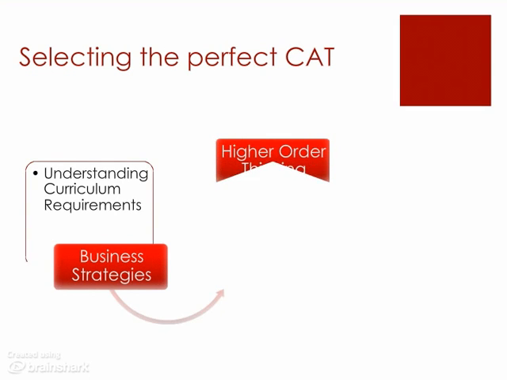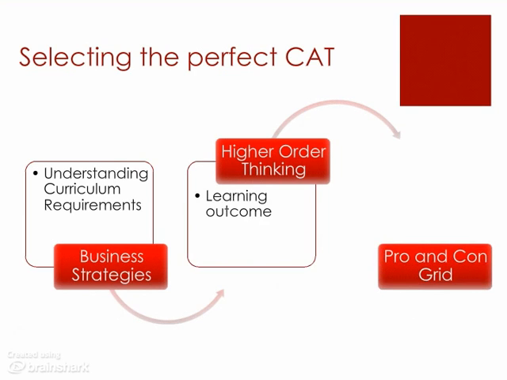For instance, while learning business strategies, students need to evaluate a given strategy, and while doing so, they must come out with a possible list of advantages and disadvantages of that strategy and recommend an action in terms of acceptance, modification, or rejection. And that needs CATs that will provoke HOT. I prefer, therefore, pro and con grid exercise while teaching this type of strategic issues.